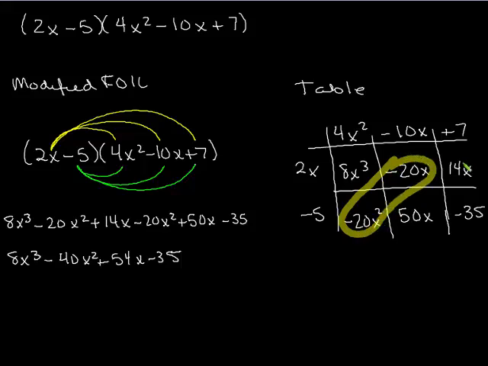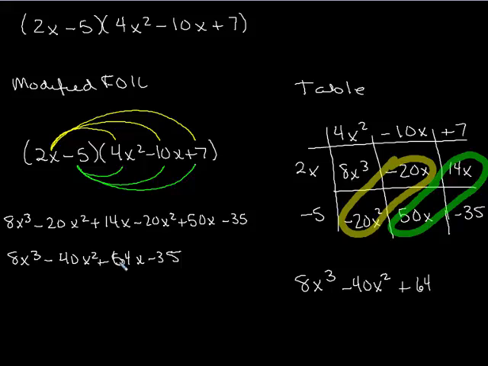But with the table, again, my like terms will show up in my diagonals. So I don't have to go searching for them. They'll always be in the diagonals. Negative 20 and negative 20 is negative 40. 50 and 14 is 64. Write that down with the x. And then negative 35. So either one, again, works. You just have to make sure when you use the modified FOIL that you are getting each and every term.